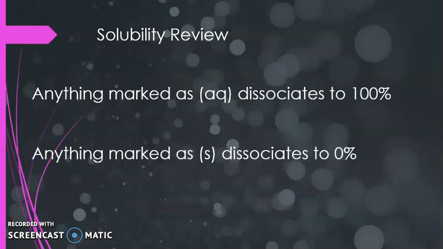So let's go one step further now and really get to the AP side of this whole thing. So far, when we're taking a look at whether or not something can dissolve, we usually have the solubility rules right in front of us. And we've learned that anything that's marked as aq is soluble and will dissociate, or rip itself apart, into those two ions to 100%. Whereas anything that's been marked as solid, or being insoluble, will not dissociate. In fact, it dissociates to 0%.